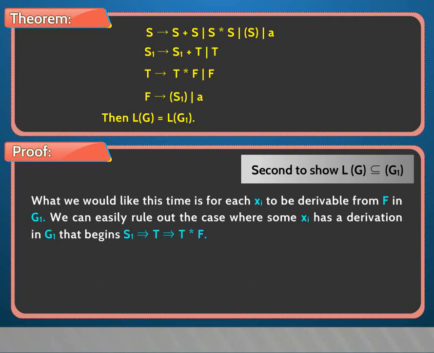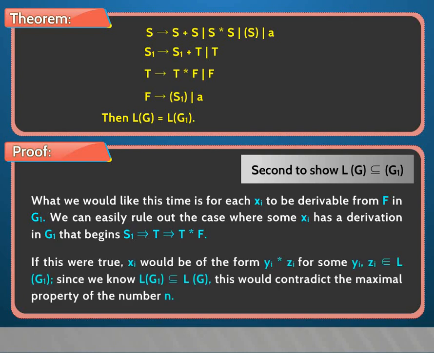We can easily rule out the case where some xi has a derivation in G1 that begins S1 implies T times F. If this were true, xi would be of the form yi times zi for some yi, zi elements of L(G1). Since we know L(G1) is a subset of L(G), this would contradict the maximal property of the number n.